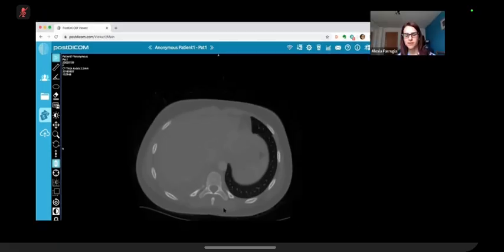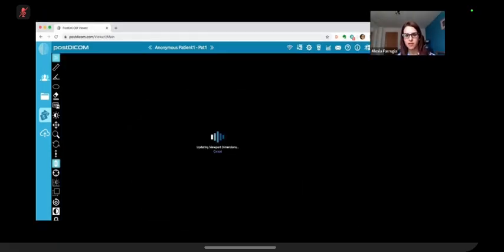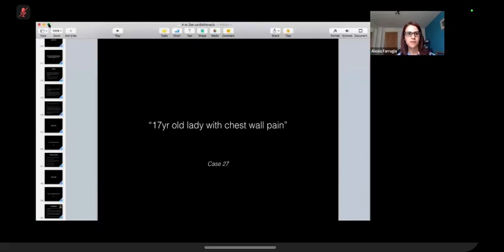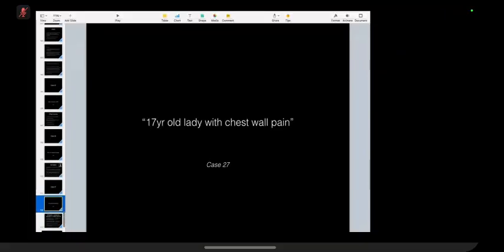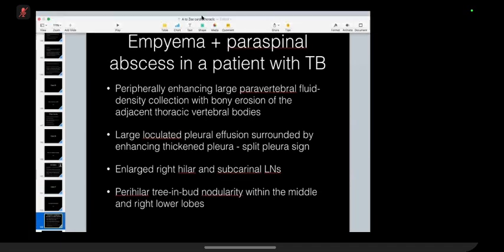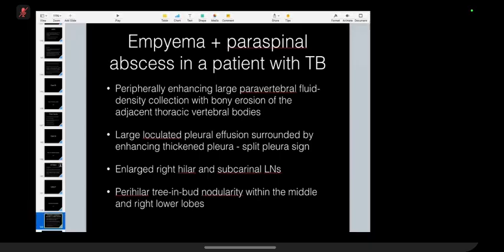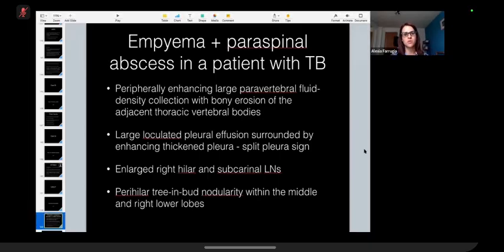She did very well. Her MRI showed a discitis. Subsequent to that, well done. You would need to recommend an MRI, definitely, in this case. So the final diagnosis was empyema and paraspinal abscess in a patient with TB.